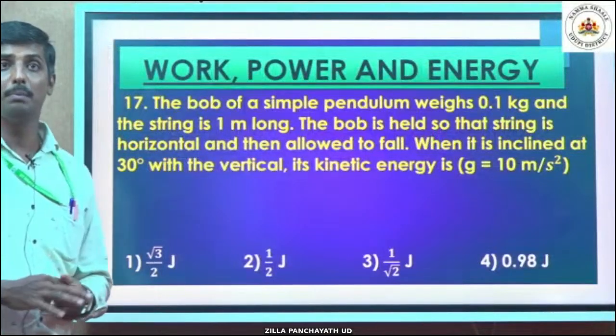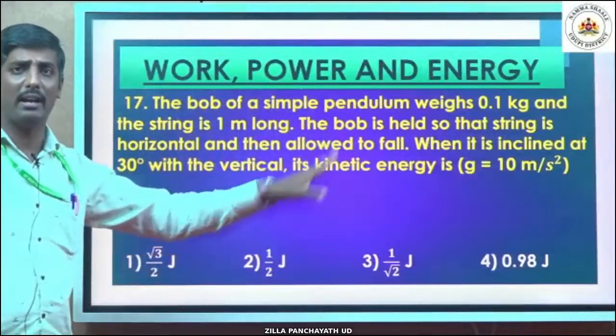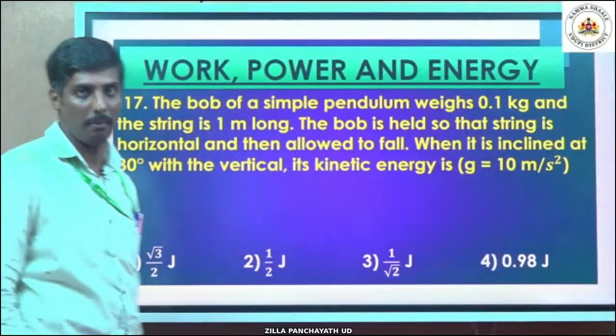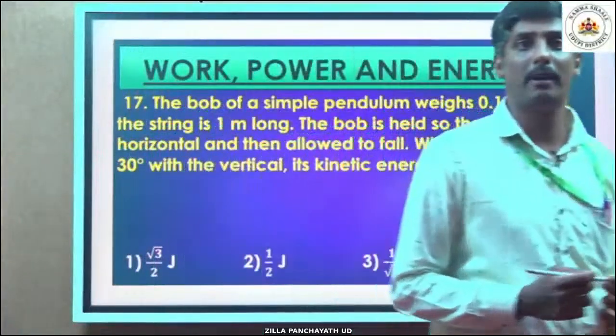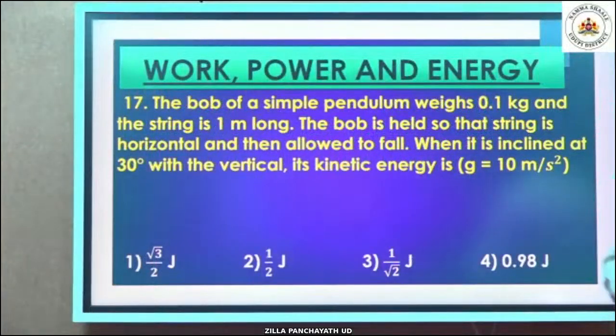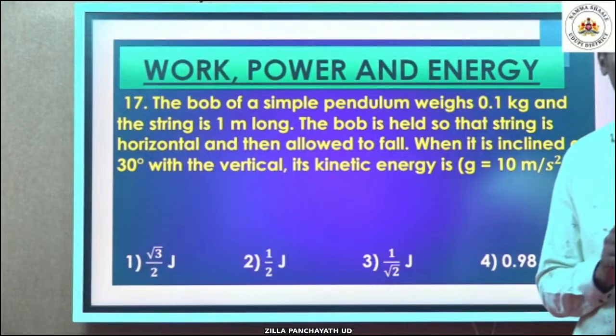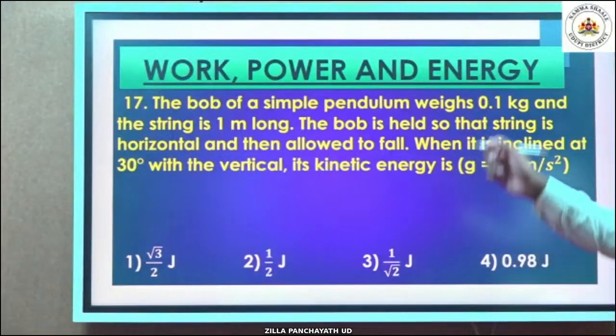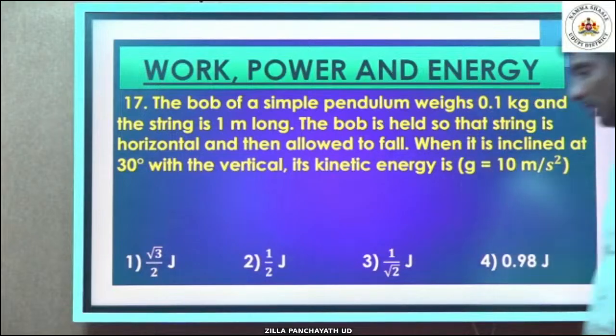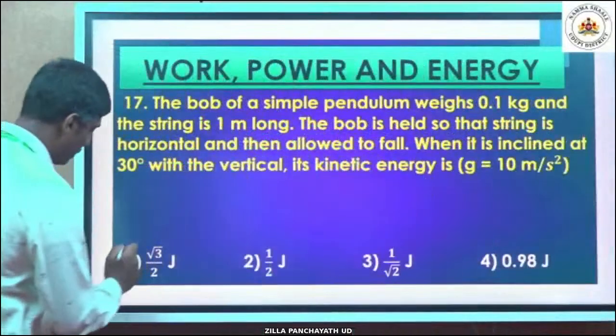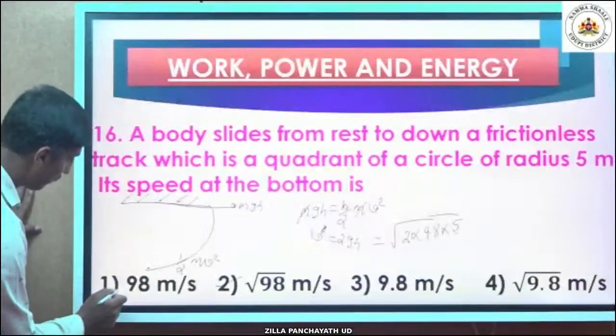The next will be: a bob of simple pendulum weighs 0.1 kg. Similar to that, but ಸ್ವಲ್ಪ ಬೇರೆ ಕಾನ್ಸೆಪ್ಟ್ ಅಲ್ಲಿ ಸಾಲ್ವ್ ಮಾಡ್ತೀವಿ. The string is 1 meter long, the bob is held so that the string is horizontal and then allowed to fall. When it is inclined at 30 degree with the vertical, its kinetic energy... ನೋಡಿ ಇದೇ ತರ ಪ್ರಾಬ್ಲಮ್ ಮಕ್ಕಳೇ, ಬಟ್ ಸ್ವಲ್ಪ ಚೇಂಜ್ ಮಾಡಿದ್ದೇವೆ.